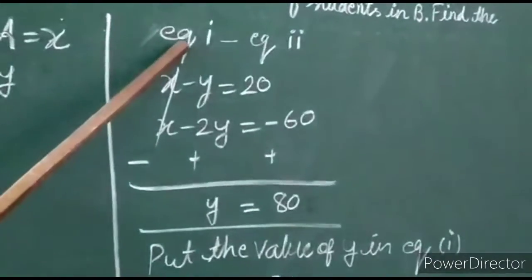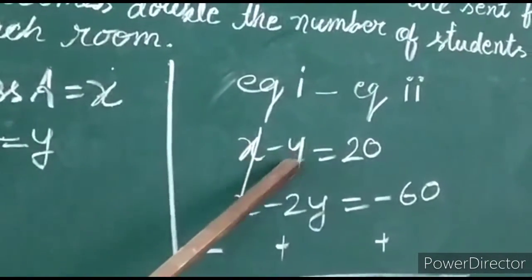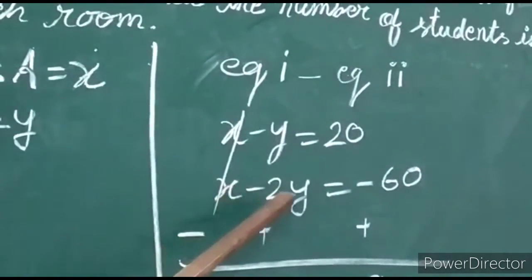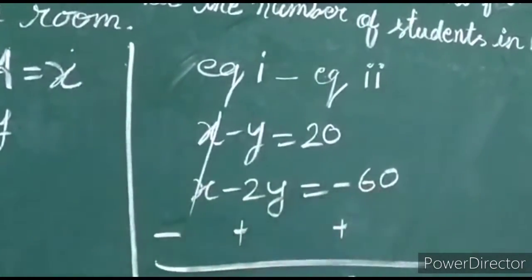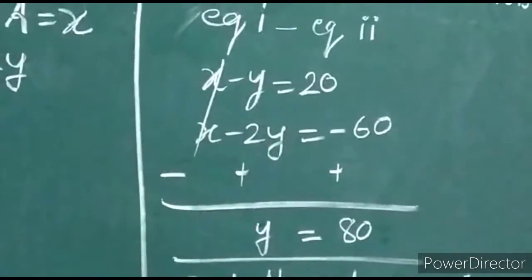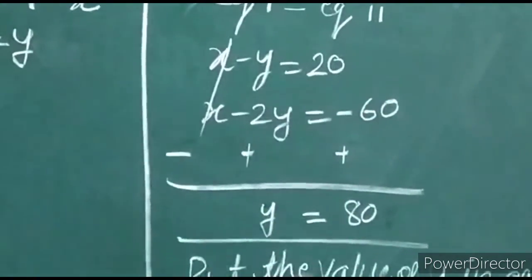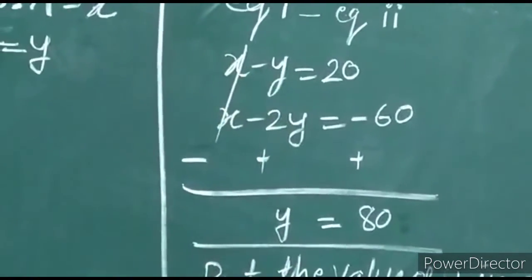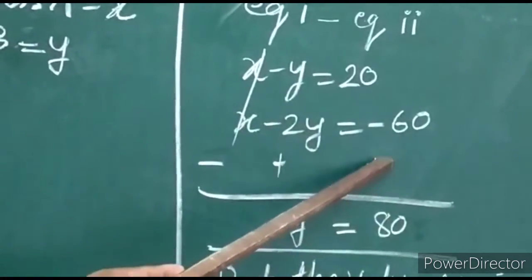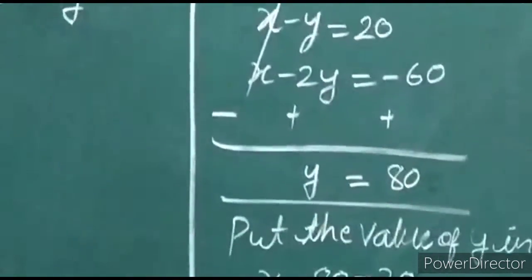Here we will subtract equation second from equation first. Our equation first is x minus y is equal to 20 and our equation second is x minus 2y is equal to minus 60. For subtraction we will change the signs: plus x will be minus x, minus 2y will be plus y, and minus 60 will be plus 60. Here plus x and minus x cancel each other, 2y minus y will be y, and plus 60 plus 20 will be 80. Therefore, the value of y will be 80.